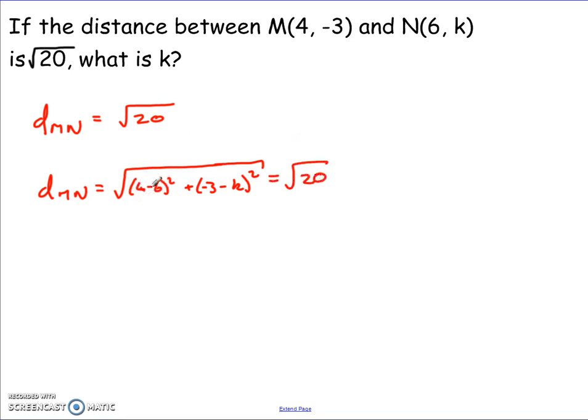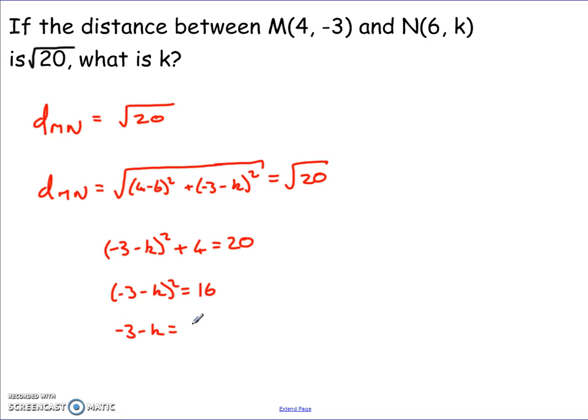Now because I've got square root of a big bit under here equals square root of a bit under here, I can disregard the square roots and just evaluate what's underneath it. So I could write -3 minus k all squared plus, well 4 minus 6 is -2, and -2 squared is 4. That equals 20. And then it's just a case of solving it. So I'll be able to say, fine, so -3 minus k squared equals 16.